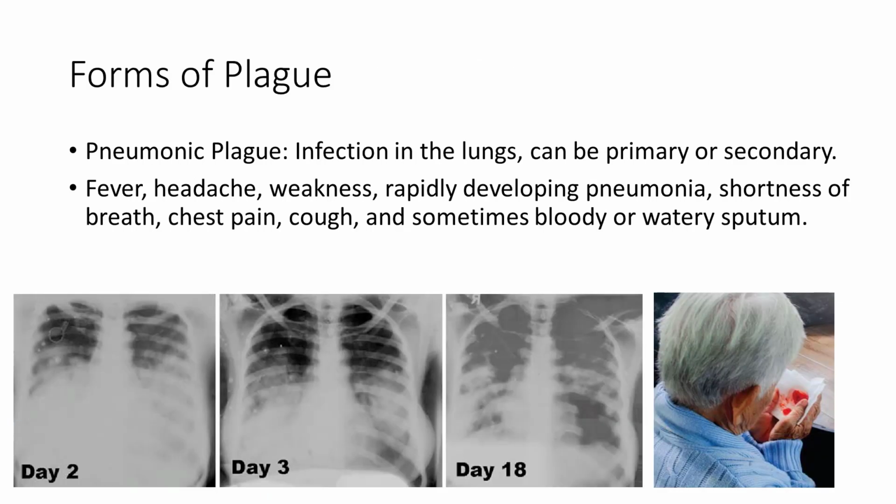The third form of plague is pneumonic plague. It manifests by involvement of the lungs, can be primary or secondary, fever, headache, weakness, rapidly developing pneumonia, shortness of breath, chest pain, cough, and sometimes bloody or watery sputum.